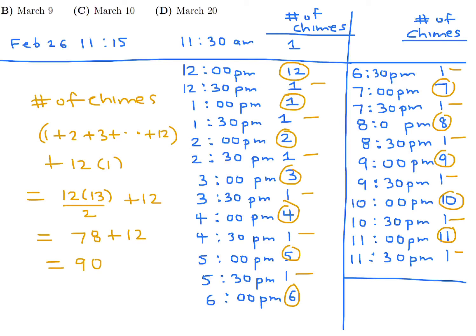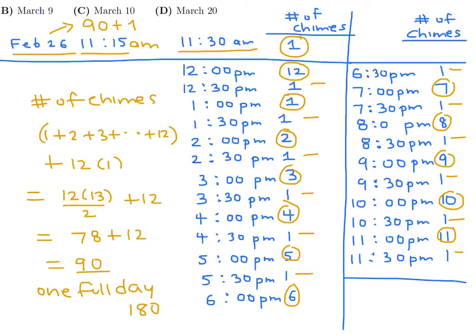So this is half a day. So 90 for half a day. So for one full day, it'll be 180 chimes. All right. Now February 26th is a little bit different because we started at 11:15 a.m. here. So we got one extra chime. So February 26th, we had half a day plus one extra chime. So 90 plus 1. So we got 91 chimes on that day.